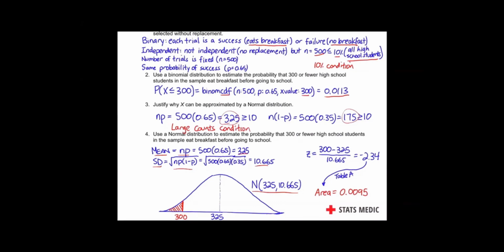So we're pretty good at these calculations at this point. We calculate a z-score first. And you'll see that that value of 300 is 2.34 standard deviations below the mean. And we then take that to table A in order to find our area, which is about 1% at 0.0095. And we can even compare that back to the answer we got with the binomial distribution. And sure enough, those answers are fairly close.